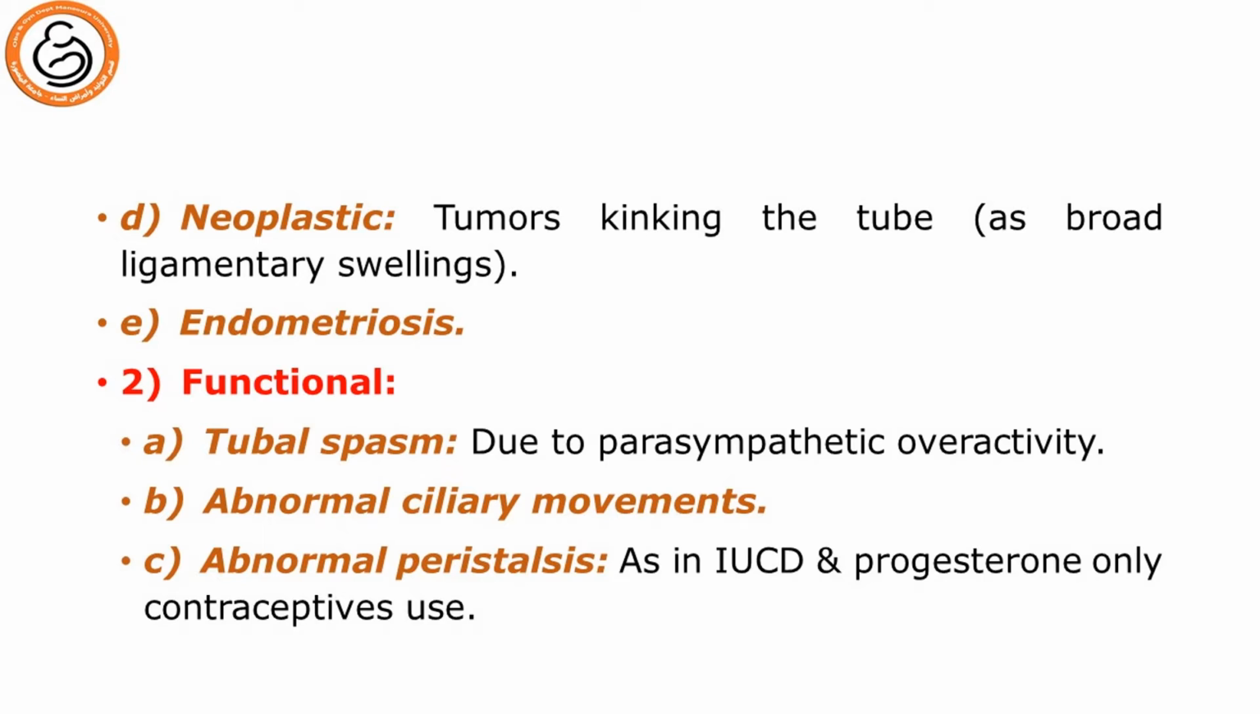We have a functional cause, like tubal spasm due to parasympathetic overactivity, abnormal ciliary movement, abnormal peristalsis, like in case of IUD, especially the progesterone-releasing one, or the use of progesterone contraceptives, which will affect the motility or peristalsis of the tubes, leading to delay of transfer of the formed zygote, which will implant inside the tube.